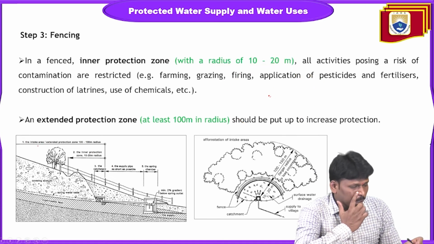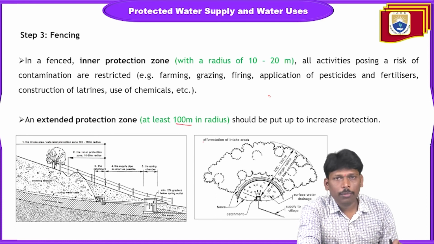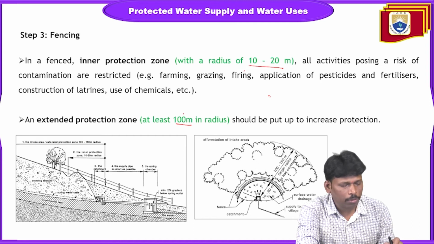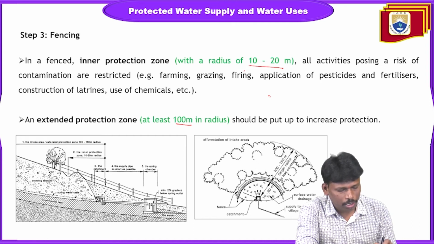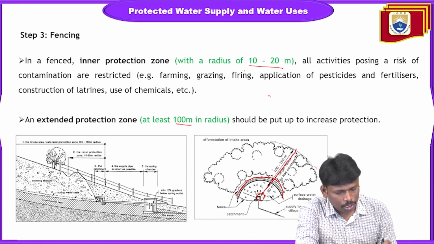Then an extended protection zone is about 100 meters. The initial zone is 10 to 20 meters we are supposed to keep, and in the case of the extended protection zone, we must maintain a 100 meter radius. You can see, this is the fencing. If this is our source, then we are supposed to maintain this much, 100 to 150 meters.